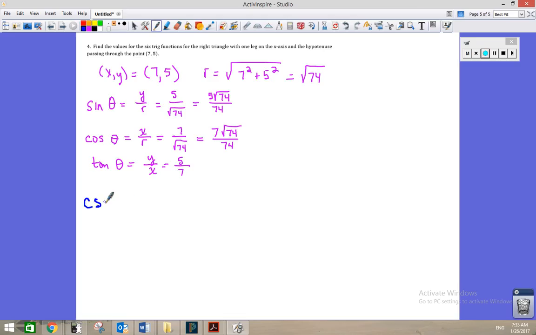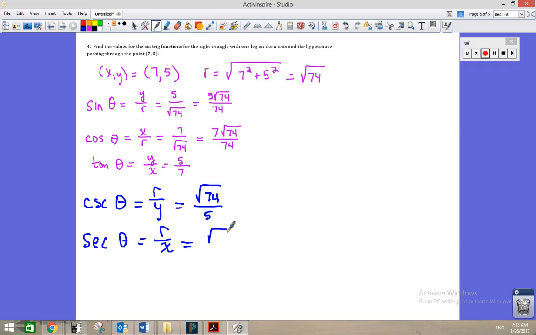The cosecant is defined to be r over y. We observe that that's the reciprocal of sine. The secant of theta is r over x. We observe that to be the reciprocal of cosine. And the cotangent of angle theta is x over y. We observe that to be the reciprocal of tangent. So I've got that.